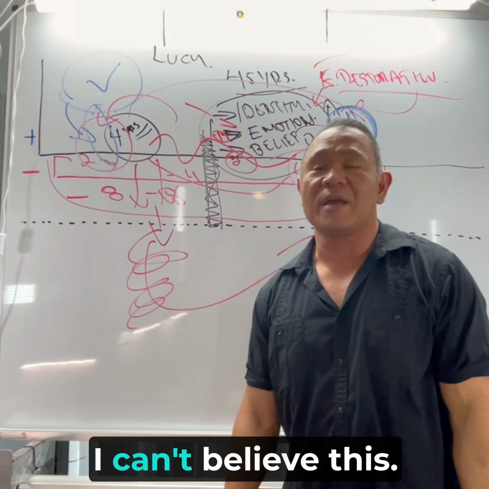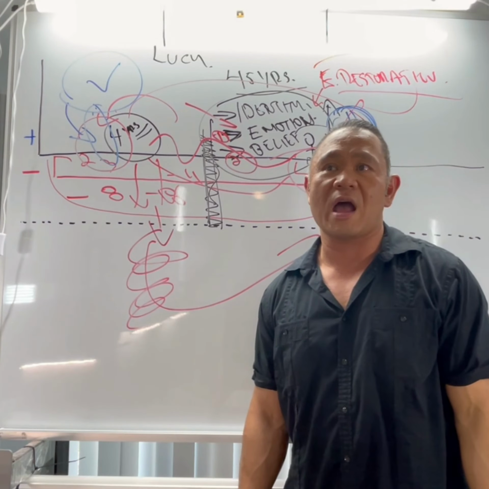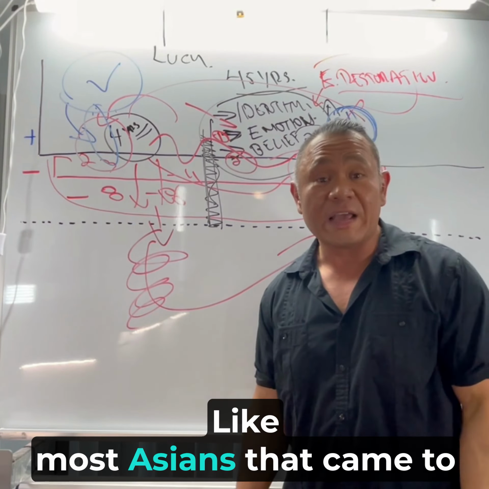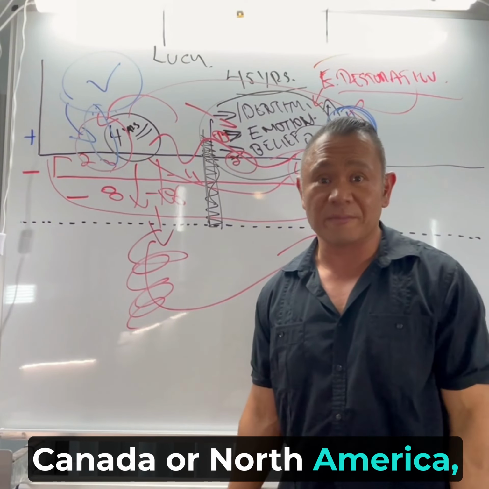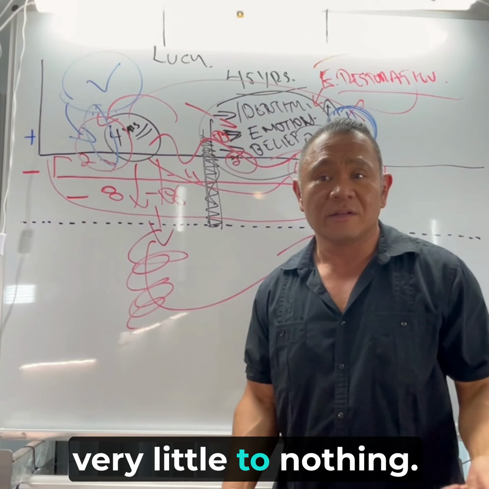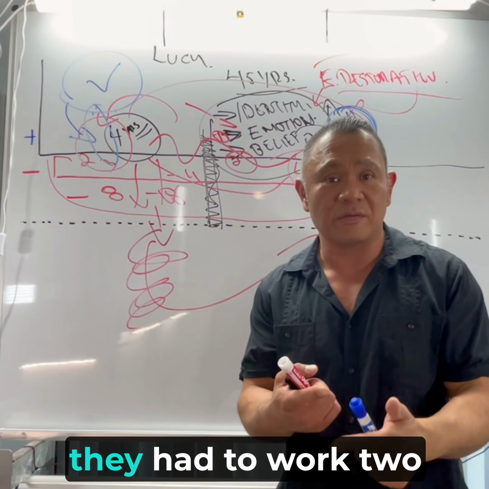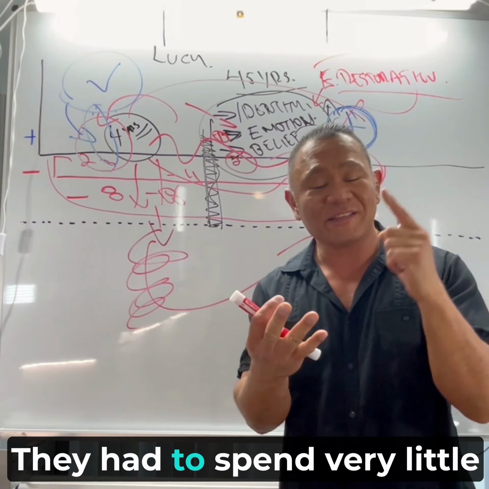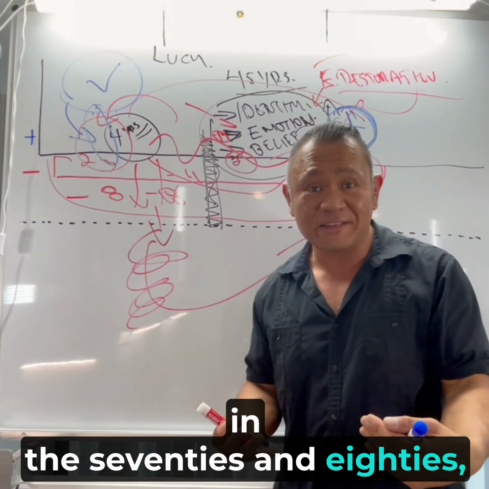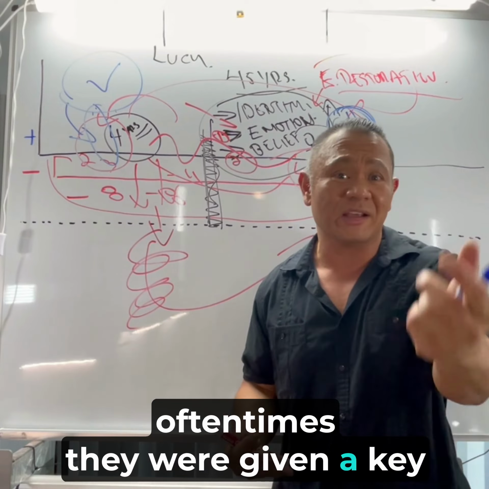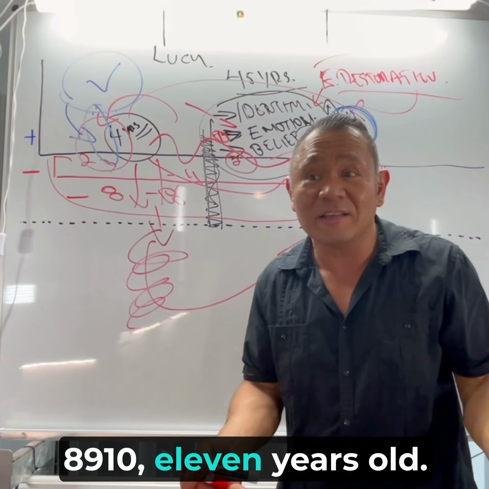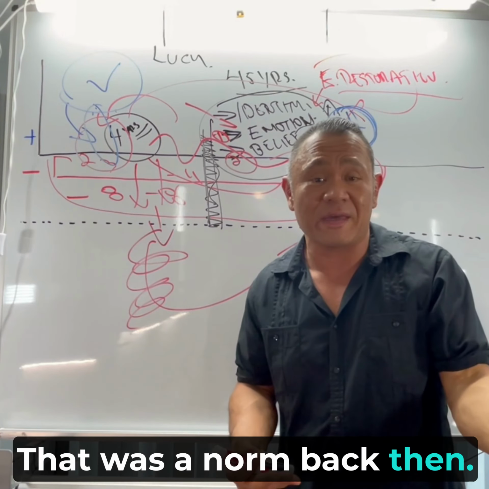She said, oh my God, Alan, I can't believe this. I see my parents as just really hardworking people. Like most Asians that came to Canada or North America, they were first generation Asians who came here with very little to nothing. So they had to work hard. They had to work 2 or 3 jobs. They had to spend very little time with their kids. Kids in the 70s and 80s were often given a key and told to stay home by themselves. By the time they were 8, 9, 10, 11 years old, that was the norm back then.